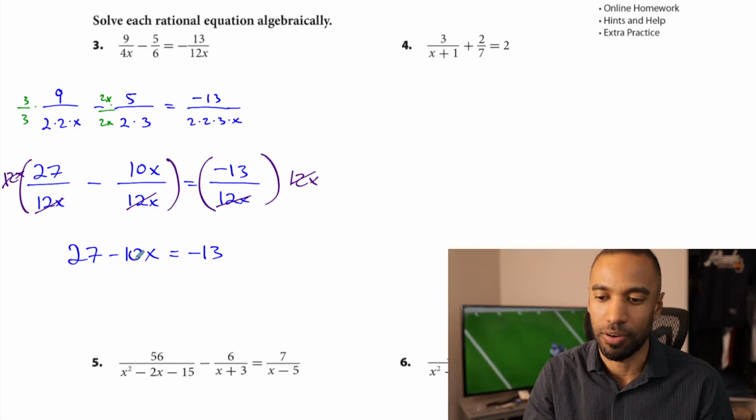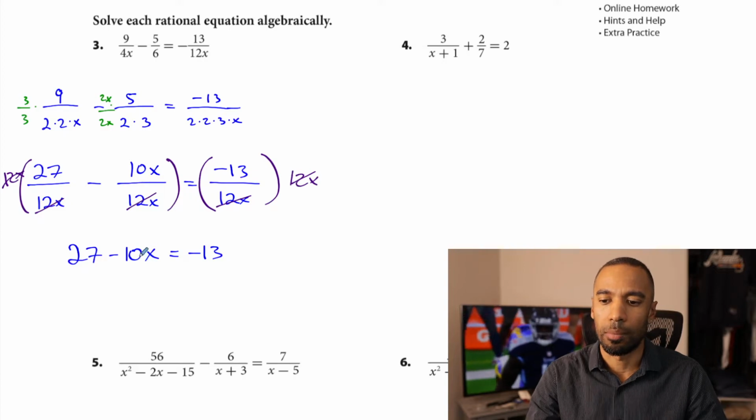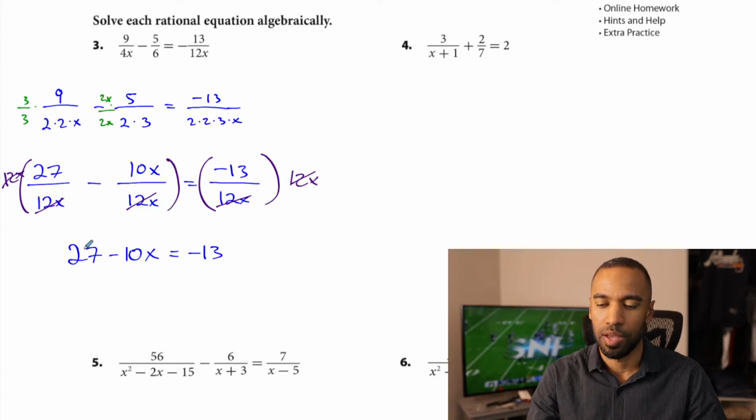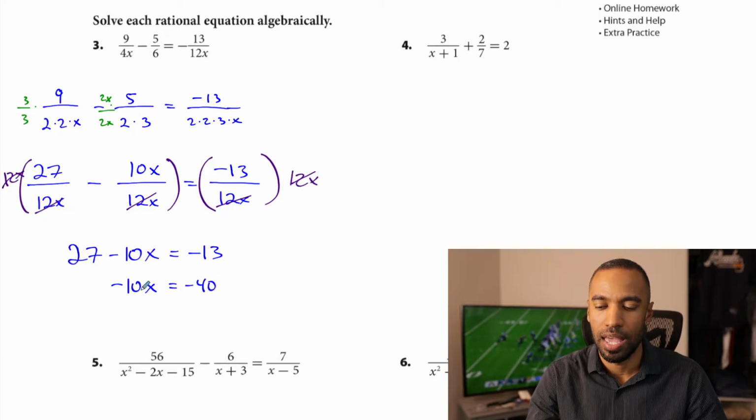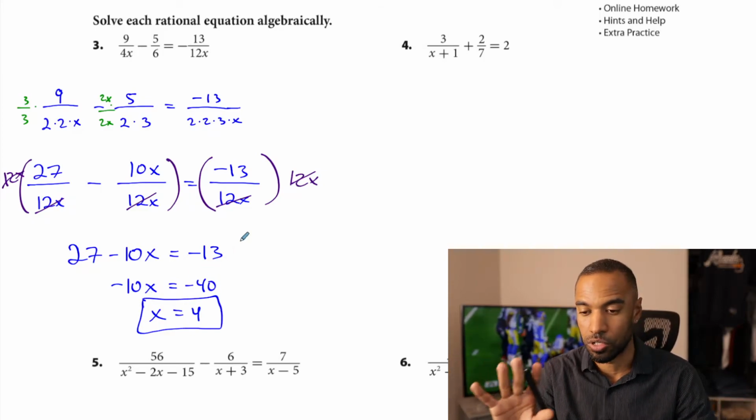Now we can solve for x in a fun and clean way. I'll keep the negative 10x here. I'm going to subtract 27 from both sides, and I get negative 10x equals negative 40. And divide both sides by negative 10, and I get x equals 4. And that would be my solution. X equals 4. If I said negative 4, sorry. X equals 4.